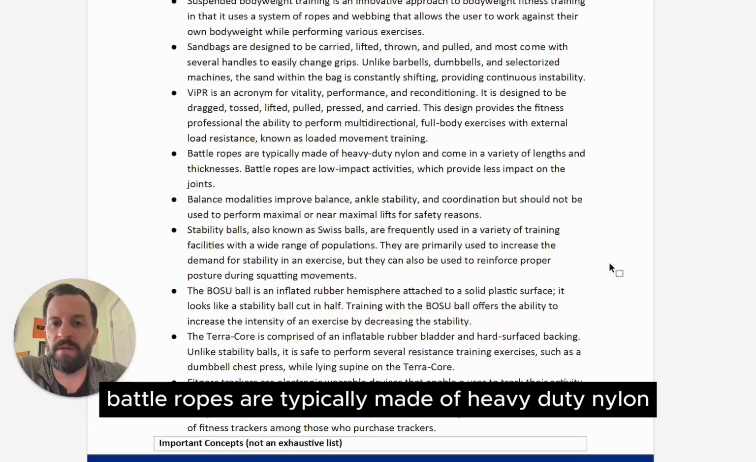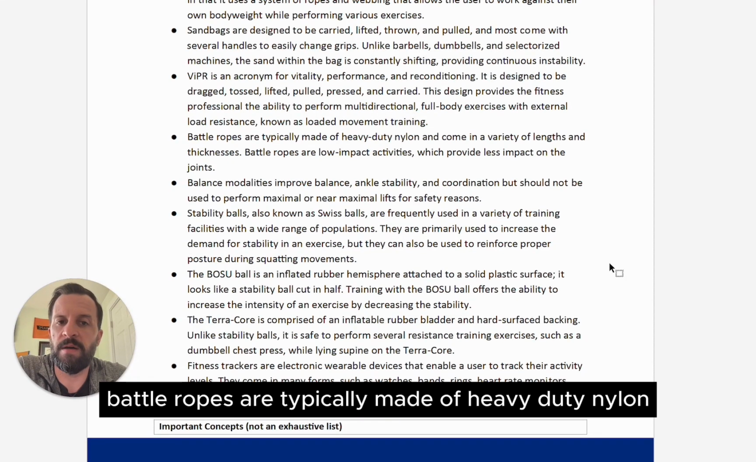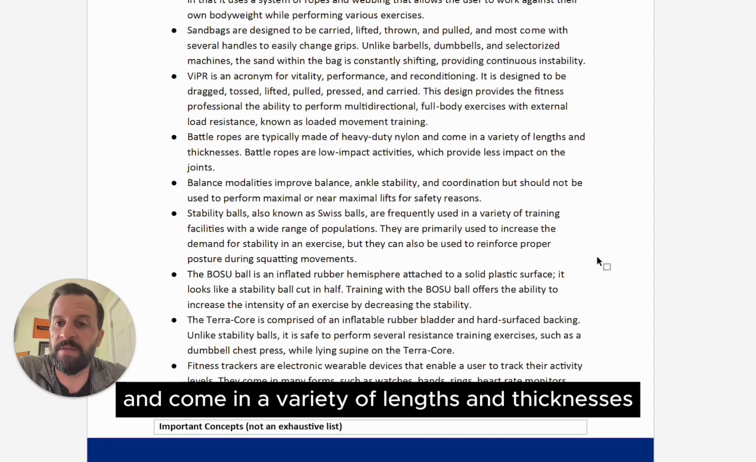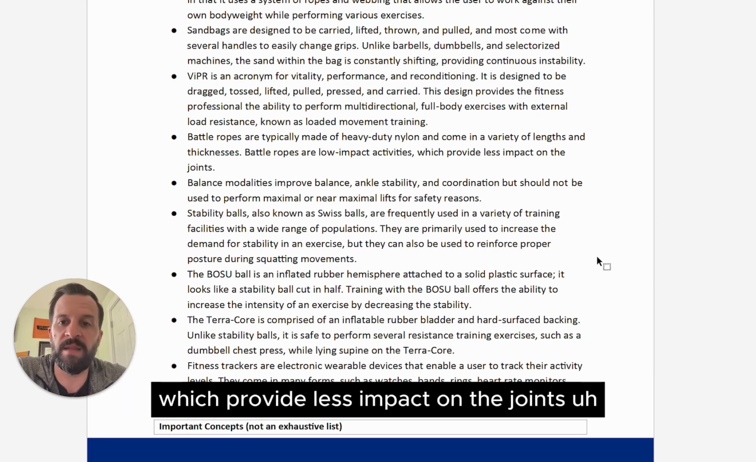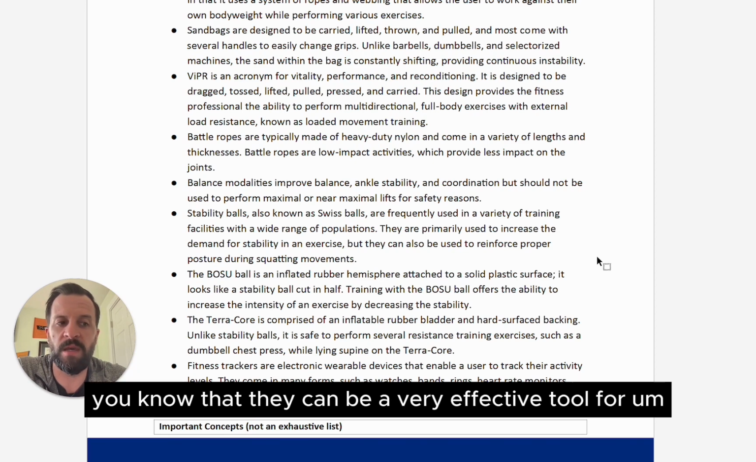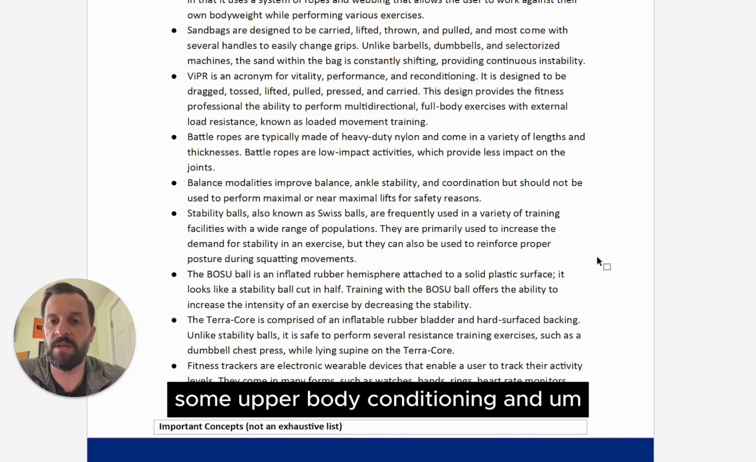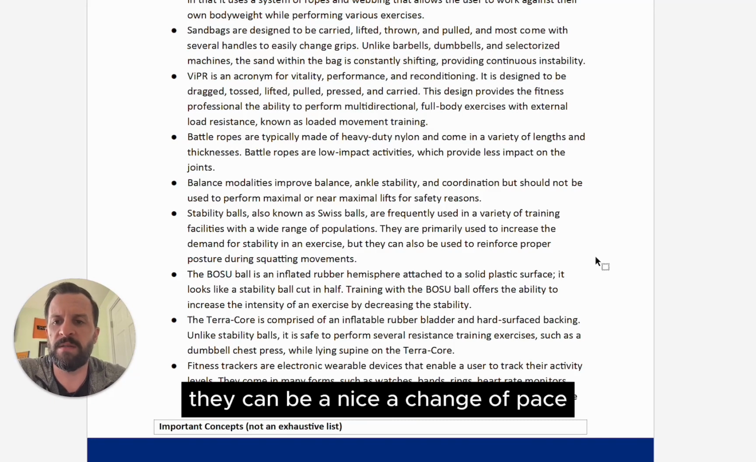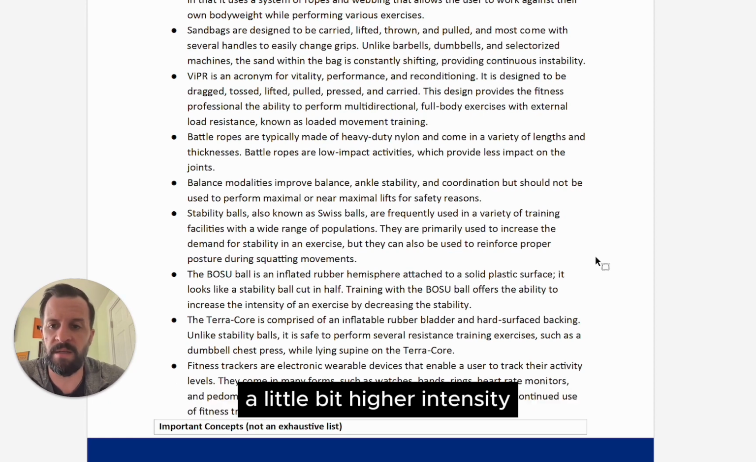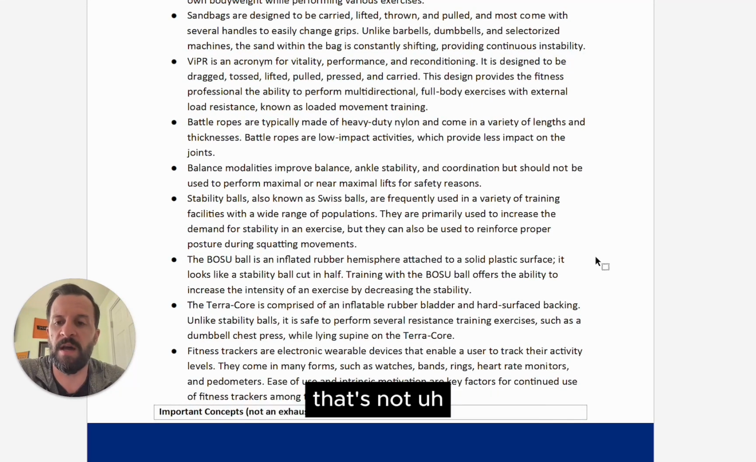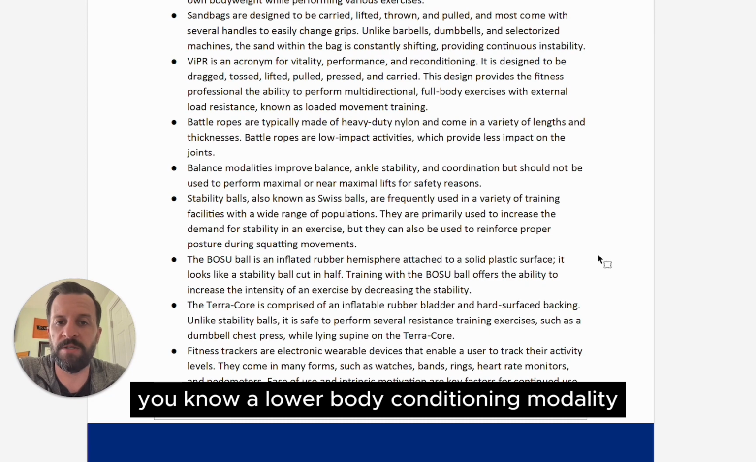Battle ropes are typically made of heavy-duty nylon and come in a variety of lengths and thicknesses. Battle ropes are low-impact activities which provide less impact on the joints. If you've ever used a battle rope, you know that they can be a very effective tool for some upper body conditioning, and they can be a change of pace, especially if you're trying to do something a little bit higher intensity or work on some conditioning that's not a lower body conditioning modality.